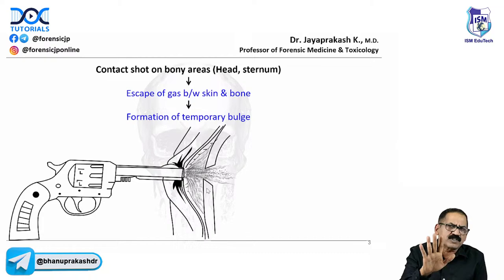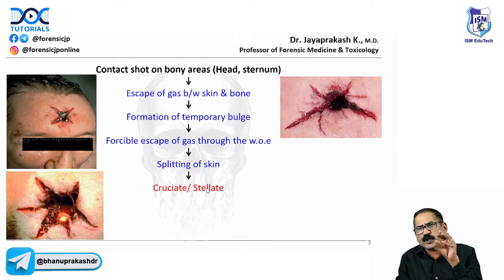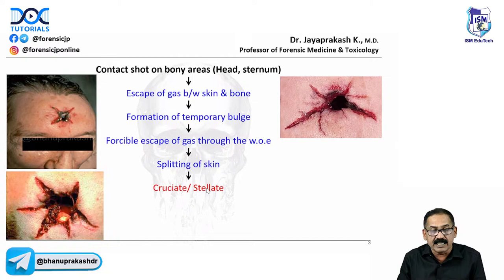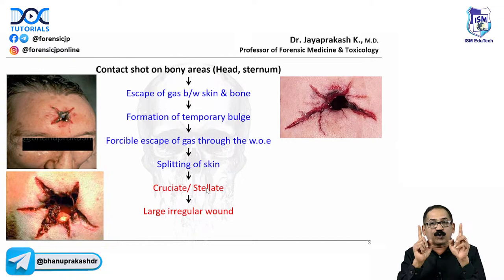Most of the time, contact shots are suicidal in nature. Not always, most of the time. Once the gun is dropped, whatever gases collected in the bulge try to come out forcibly. Once it comes out forcibly, it splits the skin irregularly, and it gives rise to cruciate or stellate-shaped wound, as you see in the picture. So that you get one large irregular wound of entry. Okay. That is the difference. Whenever you see cruciate wound, your answer is contact shot. Okay.